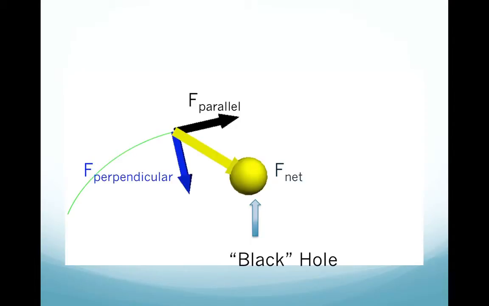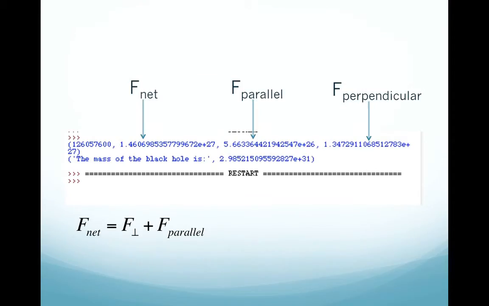After this, the code prints out F net, F parallel, and F perpendicular. Notice that the values of F parallel and F perpendicular equal F net. Then the code printed out the mass of the black hole, which was 2.9852 times 10 to the 31 kilograms.